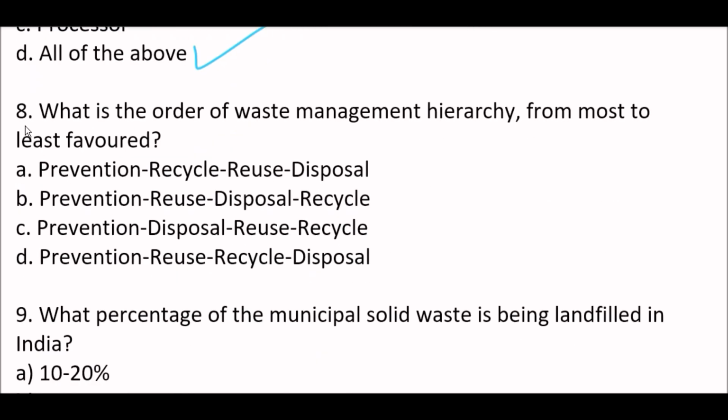Next question. What is the order of waste management hierarchy from most to least favored? Option A, prevention, then recycle, then reuse, then disposal. Option B, prevention, then reuse, then disposal, then recycle. Option D, prevention, then reuse, then recycle and then disposal. Right answer is option D. Firstly, prevention, then reuse, then recycle and in the last, disposal.